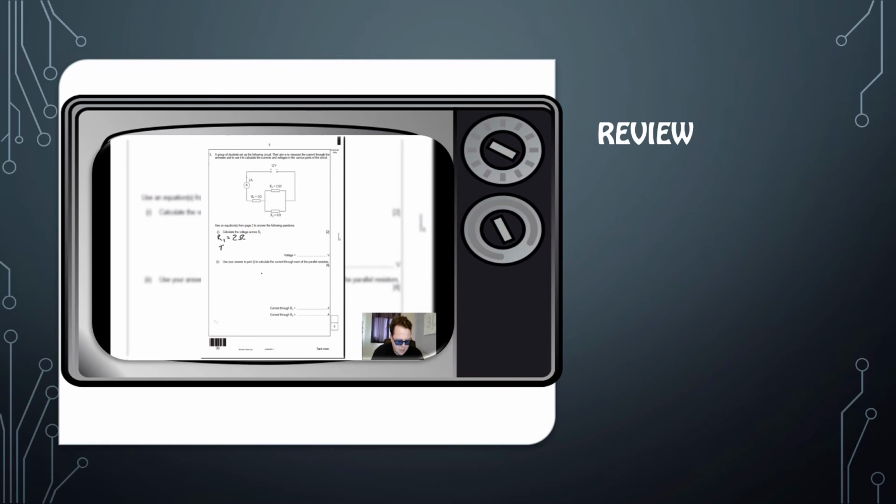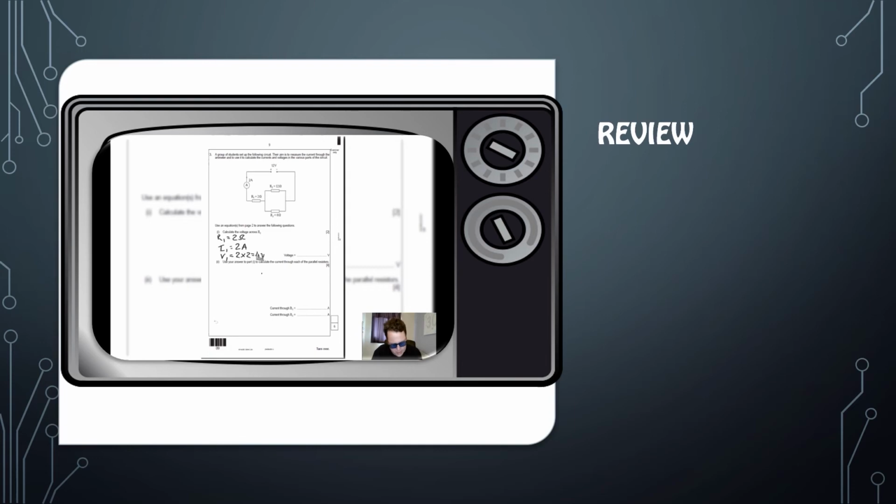So we know that the current is 2 amps. We want to know the voltage, and the voltage is going to be using Ohm's law, which is going to be 2 times 2, which is 4 volts. Okay, use your answer to part 2 to calculate the current through each of the parallel resistors. Okay, so we follow a similar idea.